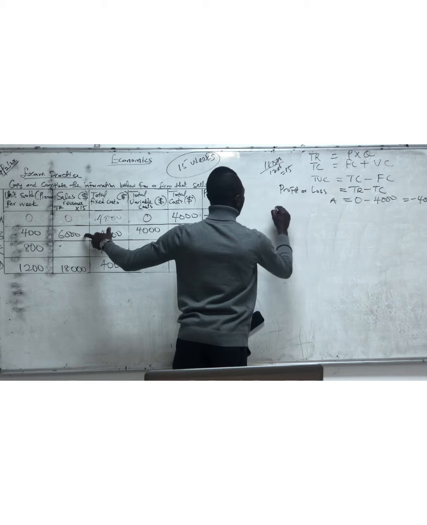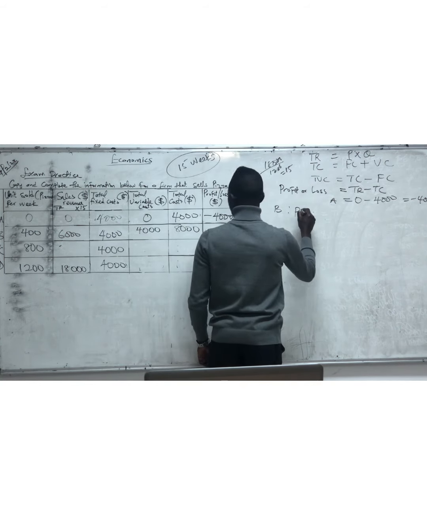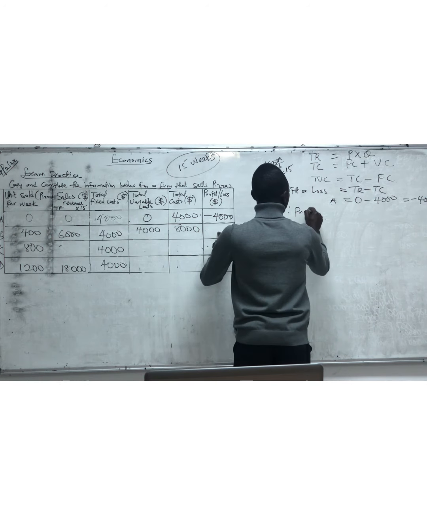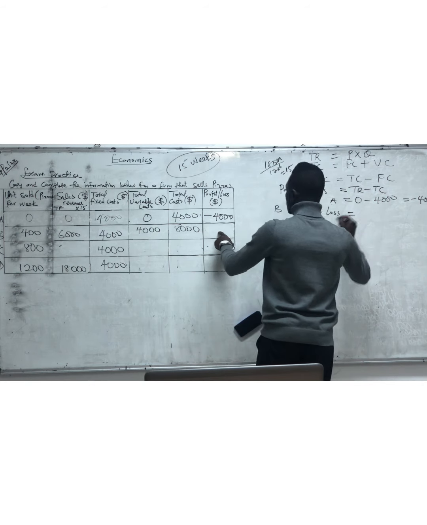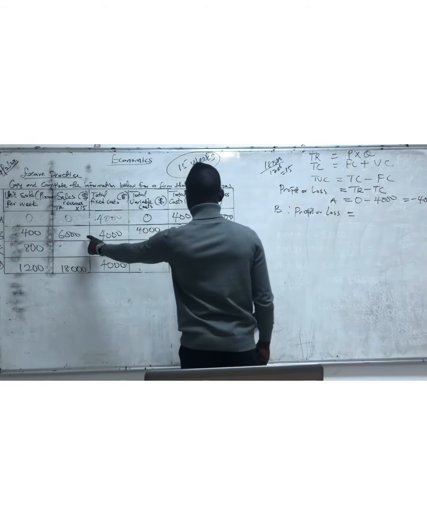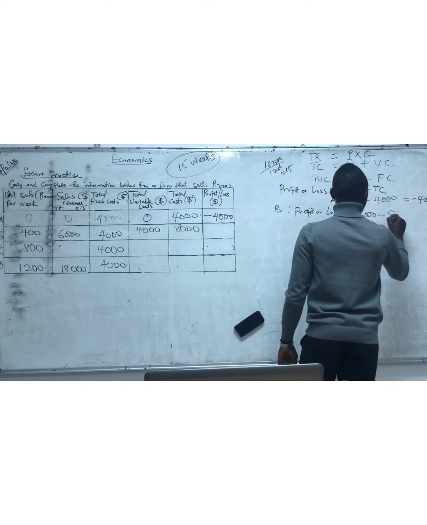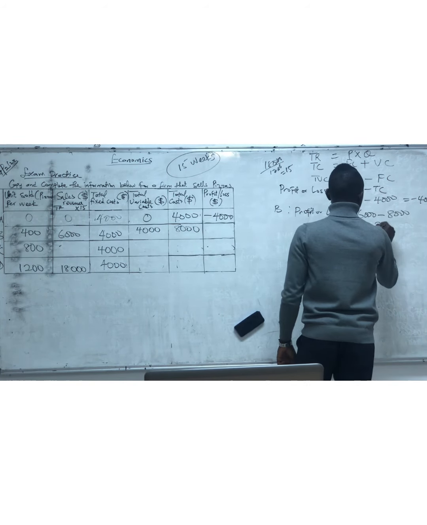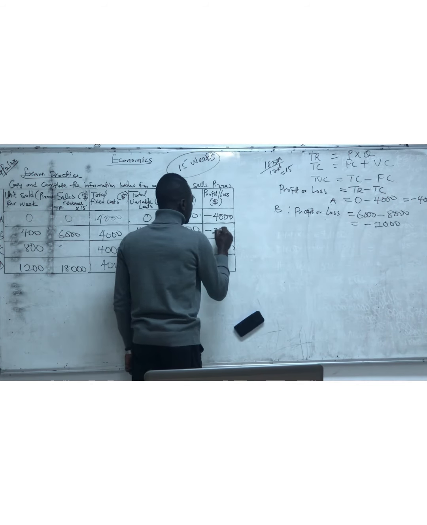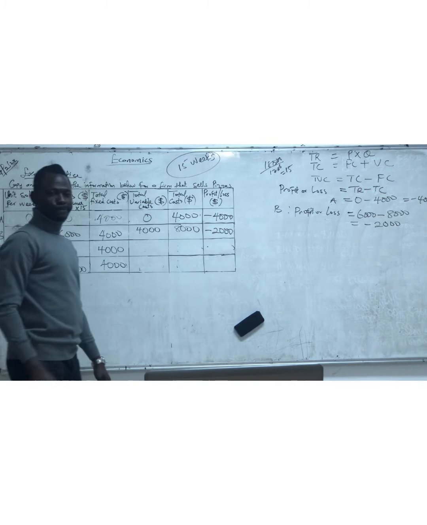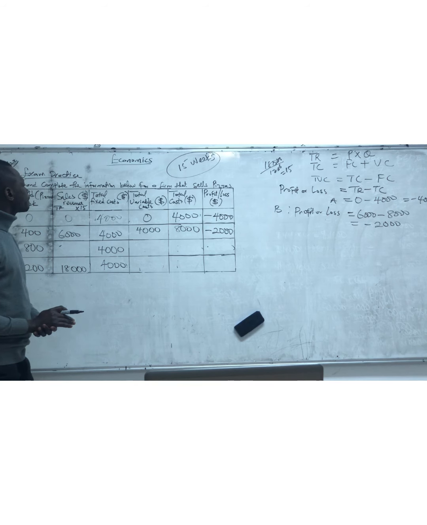Now for B, the profit. We need the profit or loss. Profit or loss equals total revenue, which is 6,000, minus the total cost. 6,000 minus 8,000 is minus 2,000. So this is minus 2,000. Is it clear? Yes. Right.